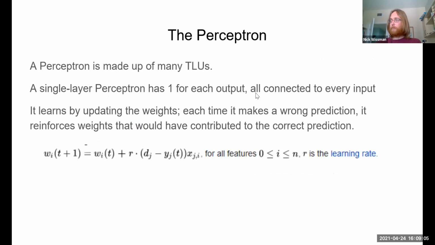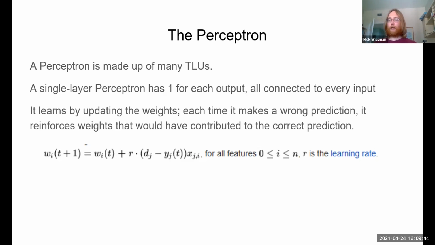So if you put many TLUs together, it creates a perceptron. I probably shouldn't have said many, because you can have a perceptron with just a single TLU, and that still counts. But a single layer perceptron is going to have one TLU for each output, and each one is going to be connected to every input. So it's going to have all the information for each one, but the information may not be relevant for each one. So ideally, as it learns, the weights of those will approach 0.